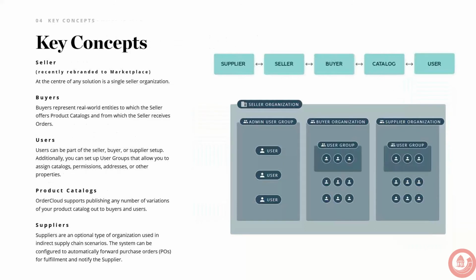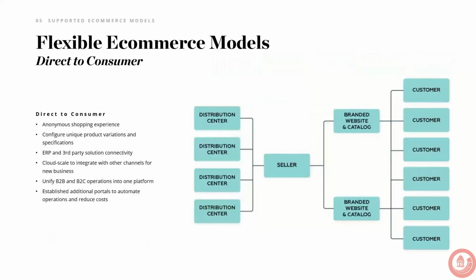So basically, using these key building blocks, we'll look at 4 different types of e-commerce models that are supported. You can support more. This is just the most common scenarios, basically. The first one is direct to consumer or B2C.